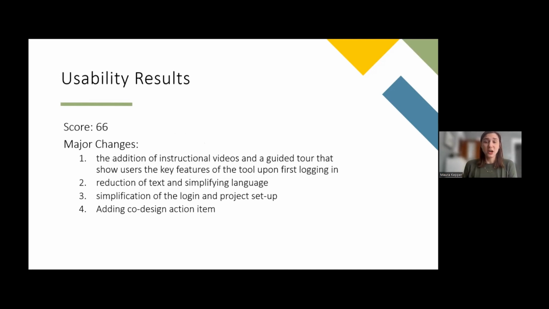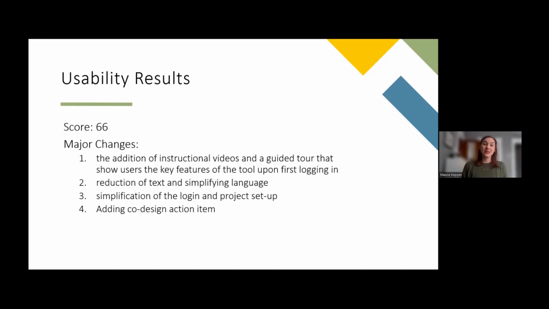So overall, users really liked the look and feel of the tool. They liked the content of the tool. They felt like it was action-oriented and addressed things that are not often considered in planning for dissemination and sustainability. But we actually got a pretty low score on usability. We had a 66, which is poor usability.